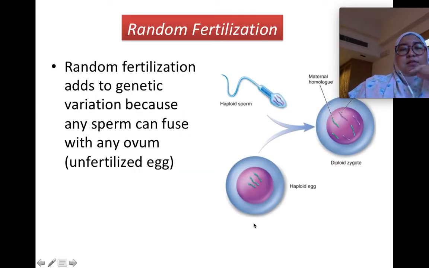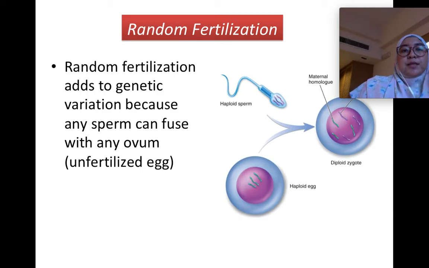Okay, this one is random fertilization. Alright, random fertilization adds to genetic variation because any sperm can fuse with any ovum. Okay, so sperm ada berapa million kan, berapa juta, banyak. Kita tak tahu which one sperms yang boleh penetrate the ovum. So this is called as random fertilization. Okay, so this random fertilization also add up to the genetic variation selain daripada crossing over dan juga independent assortment.